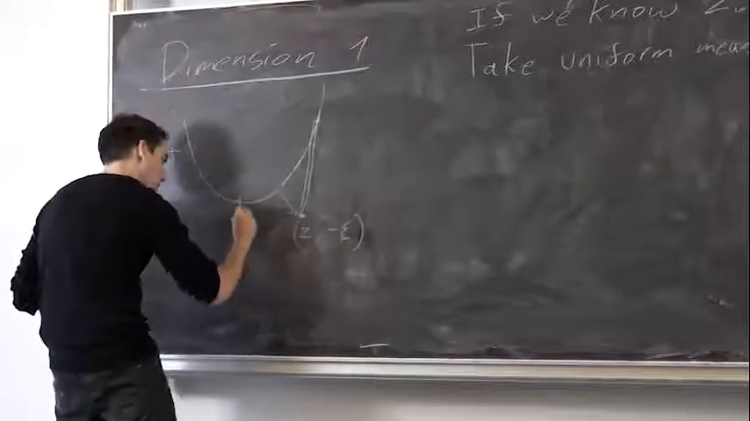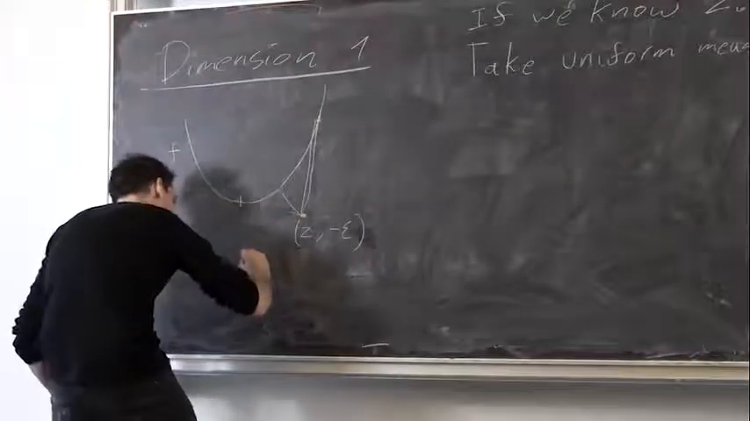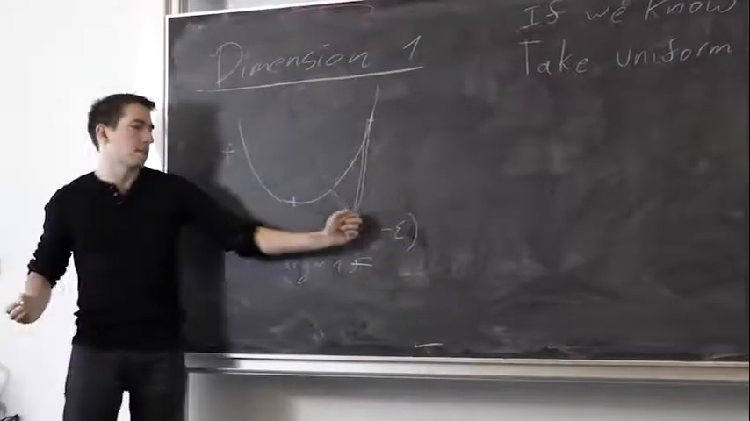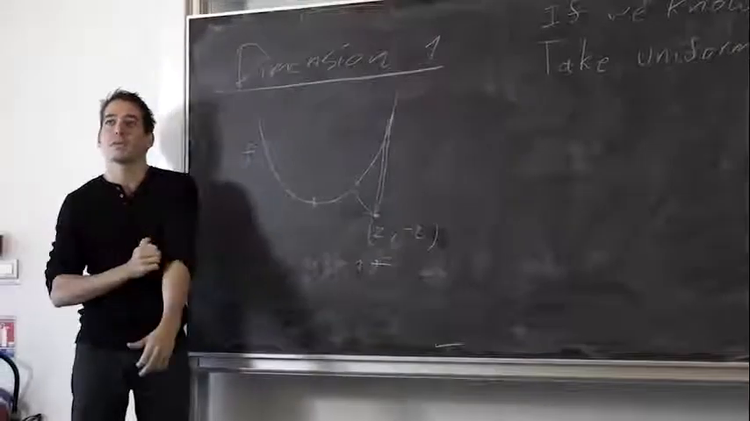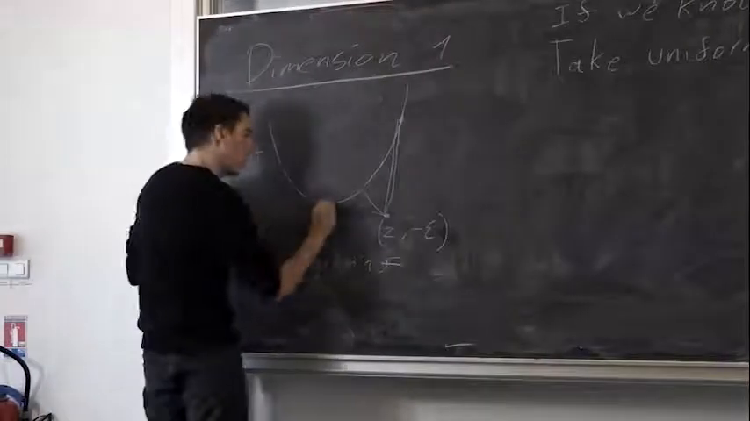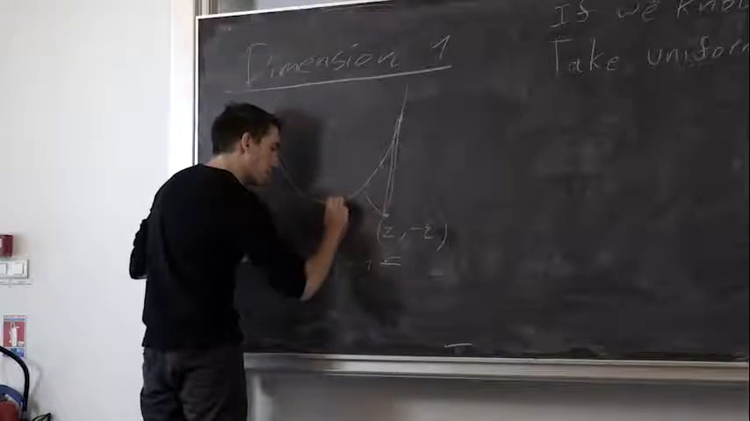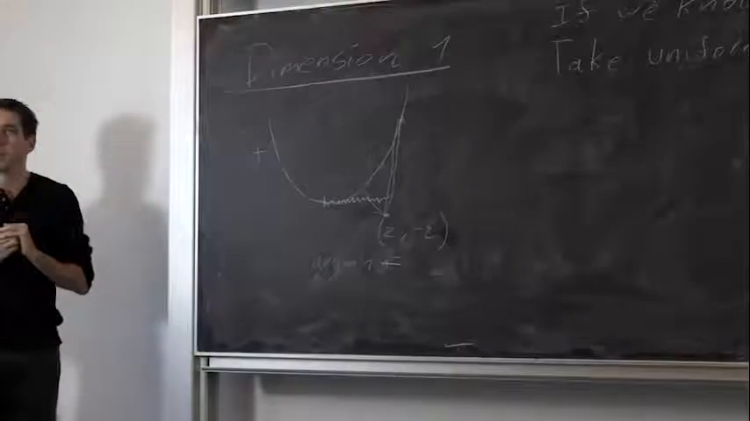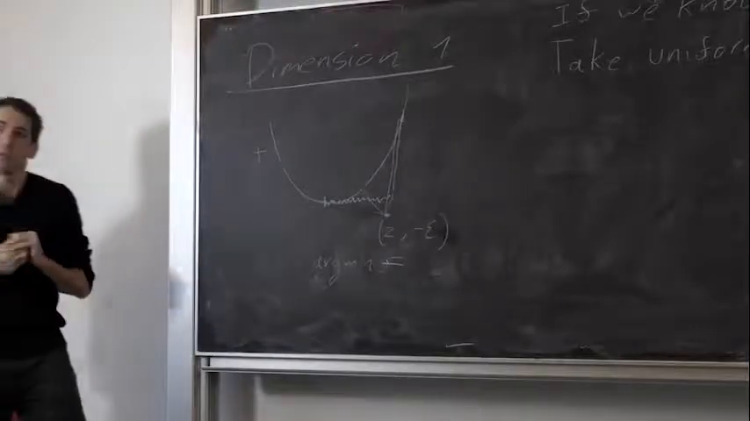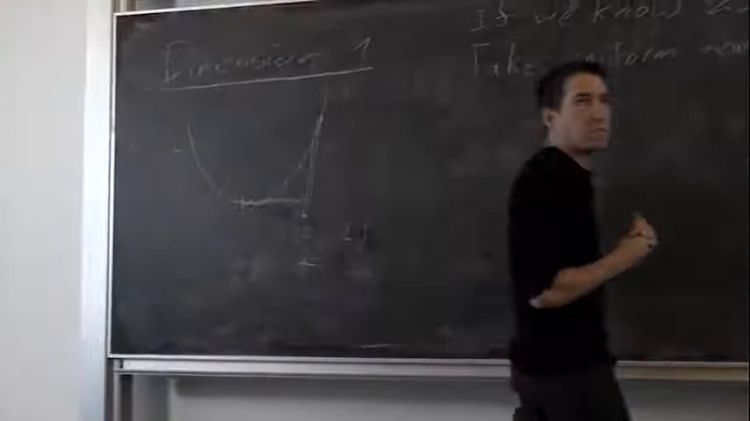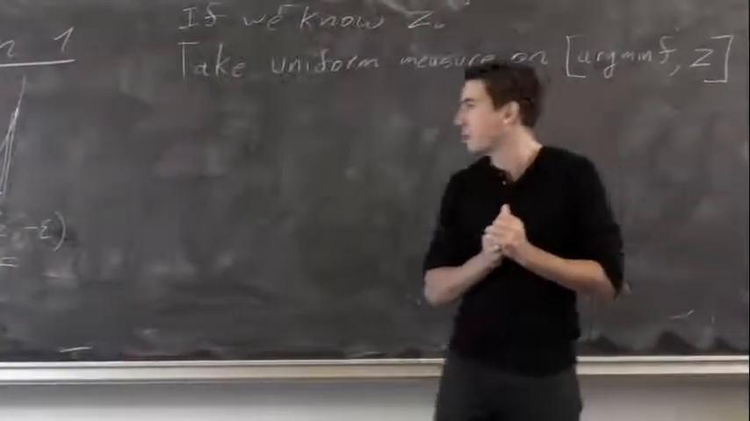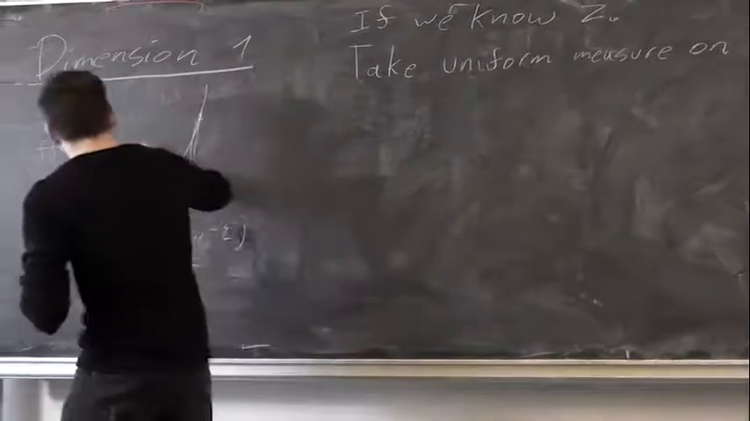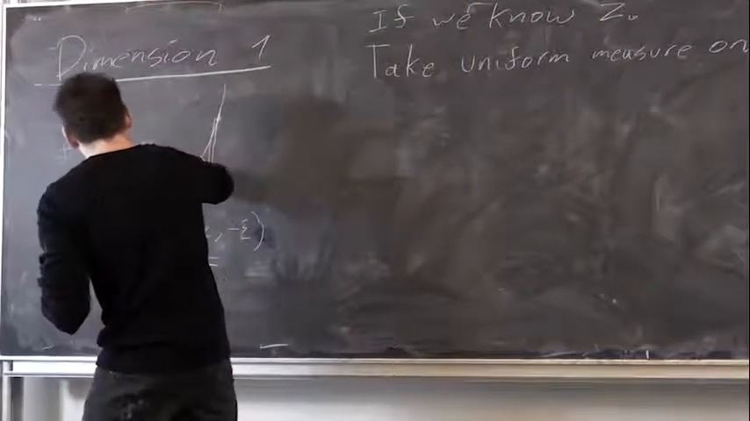So, if this is the argument of f, and this is z, which we can think about as the argument of g, if I take a uniform measure in this interval, this should do the job. And the reason is the following. First, let's observe that nothing really happens if I rescale space so that this distance is 1.